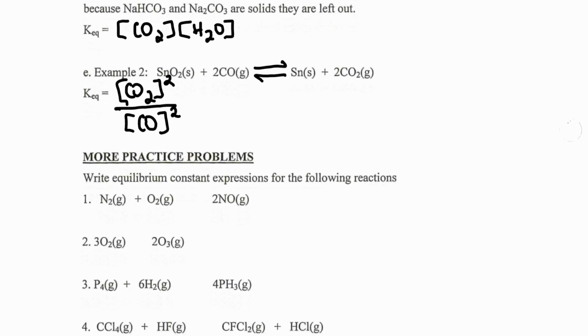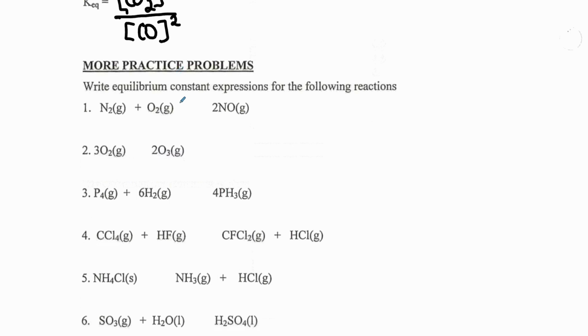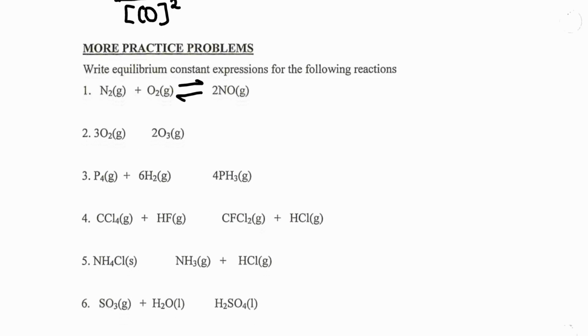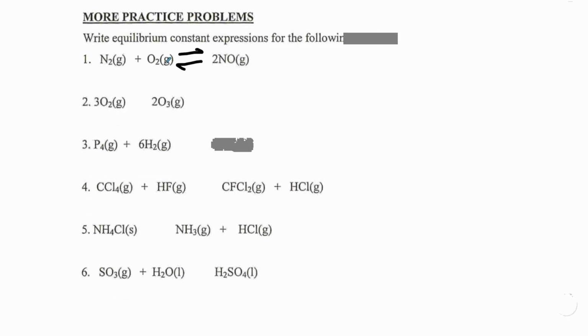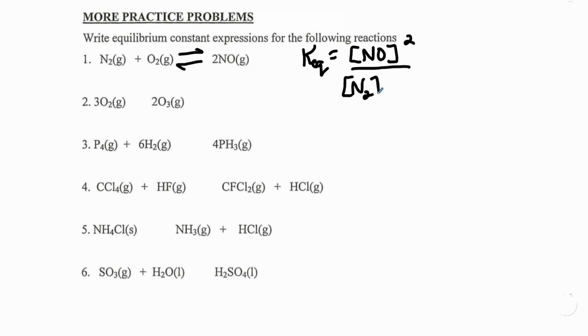So this is just a few more practice problems. I'll maybe just do a couple more and then I'll post the remaining ones tomorrow when I post the answer key for the worksheet. So I'll do just a homogeneous one. This would be K EQ equals the concentration of NO to the power of 2 over the concentration of N2 times O2.